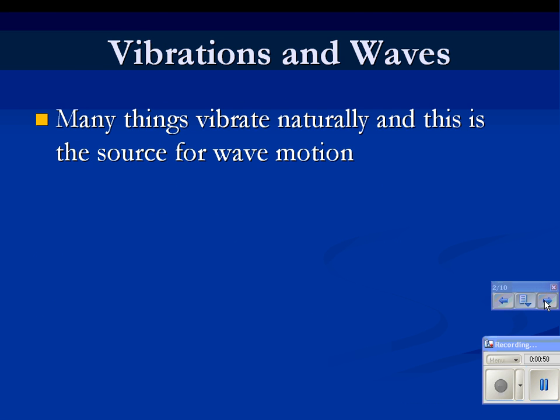So, vibrations and waves. Many things in the world just vibrate naturally, and vibrating objects are the source of most waves. If you think about wave motion and a variety of things, they tend to come from vibrating objects. So, for example, my voice, you're hearing me talk. The sound that you hear is a wave. It's traveling from my mouth to your ears. The source of that sound is my vocal cords vibrating. So a vibrating object creating waves.